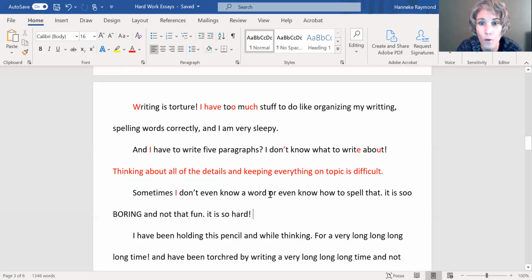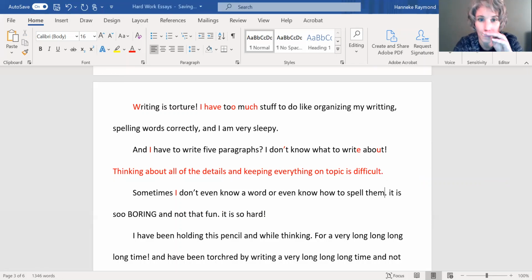Sometimes I don't even know a word or even know how to spell that. Makes it sound like she doesn't know how to spell the word that, and she knows how to spell it. It's spelled right there. So what she should have put here, or even know how to spell them. Sometimes I don't even know words. Well, she knows words.